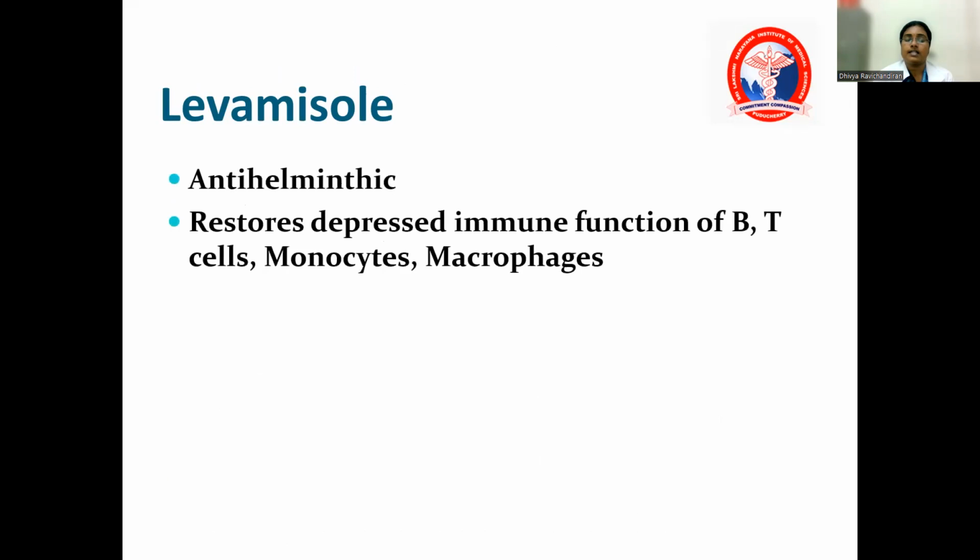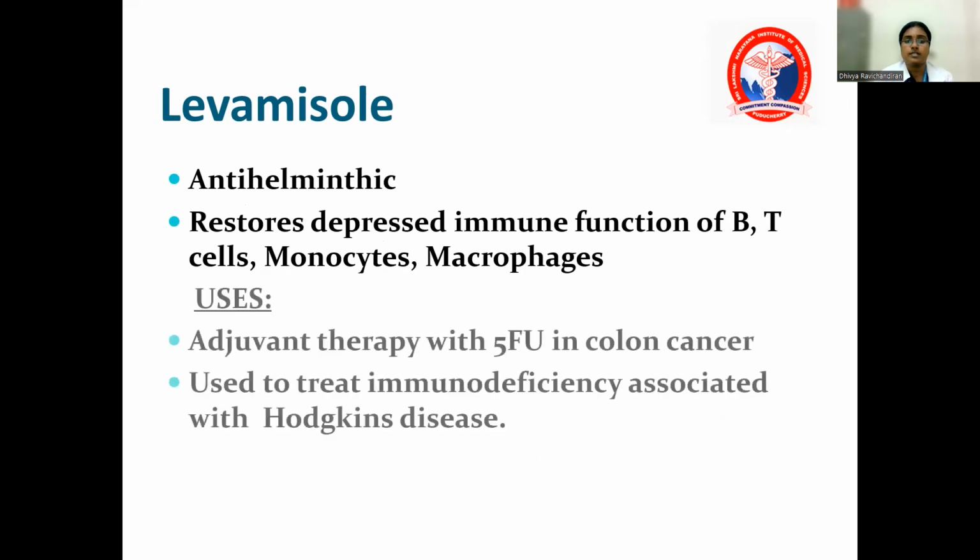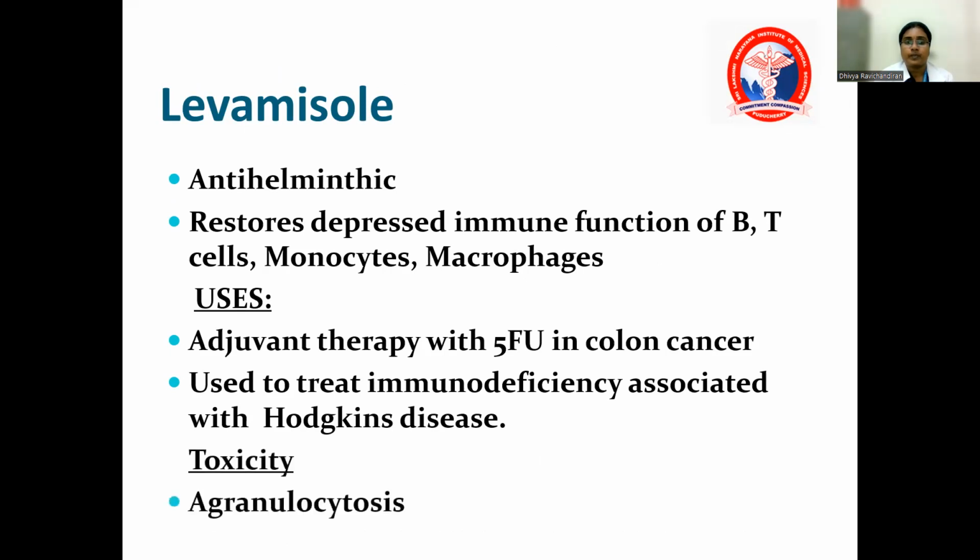Coming to individual drugs, first is levamisole. It's an anti-helminthic. It restores the depressed immune function of B cells, T cells, monocytes, and macrophages. It is used as adjuvant therapy with 5-fluorouracil in colon cancer, and to treat immunodeficiency associated with Hodgkin's lymphoma. Toxicity is agranulocytosis.